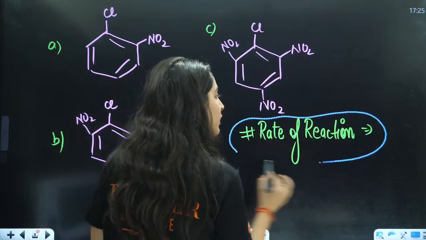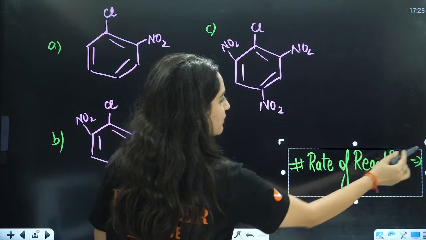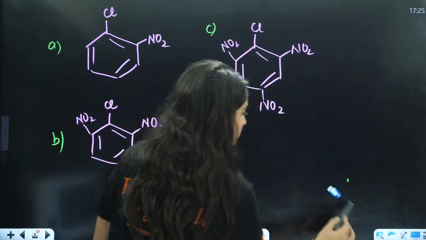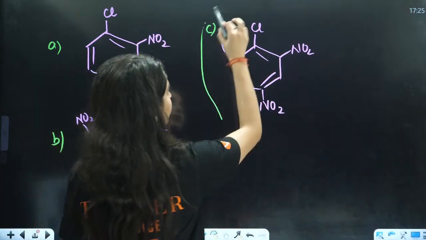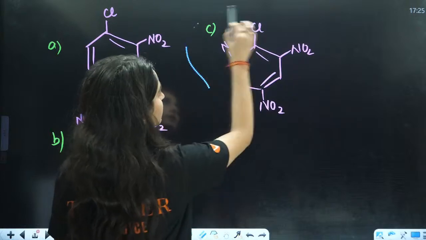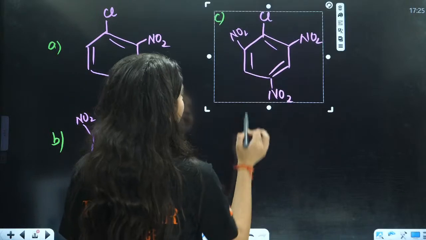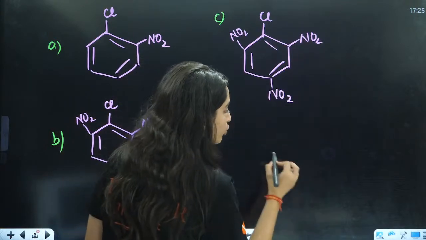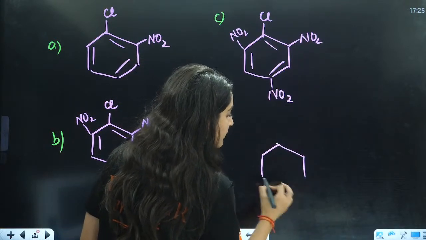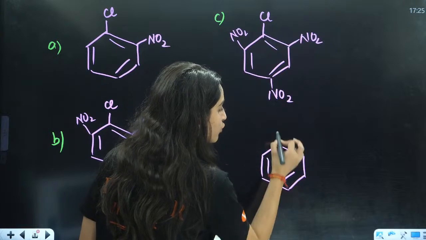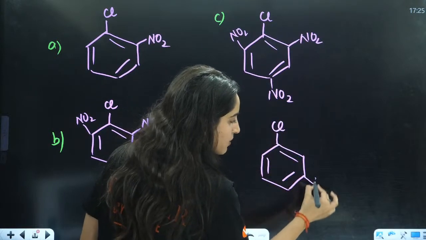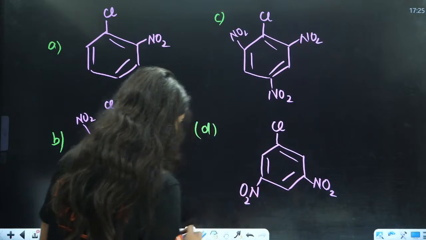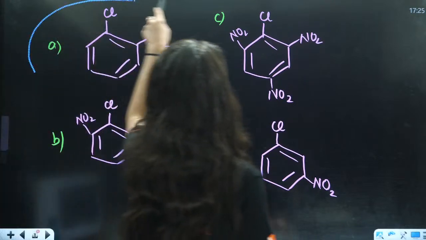To make it more interesting, I'll also do one thing. I'll also make one more compound here, right? That is your D compound, and that is going to be when you have NO2 group at the meta position. Now you have NO2 group at meta position. This is the meta position, right? They are asking you what will be the rate of this reaction.